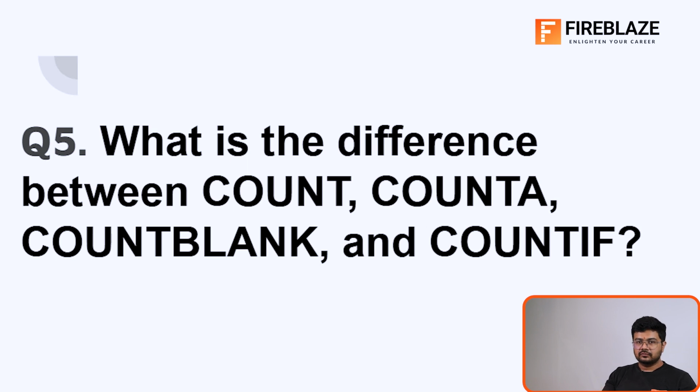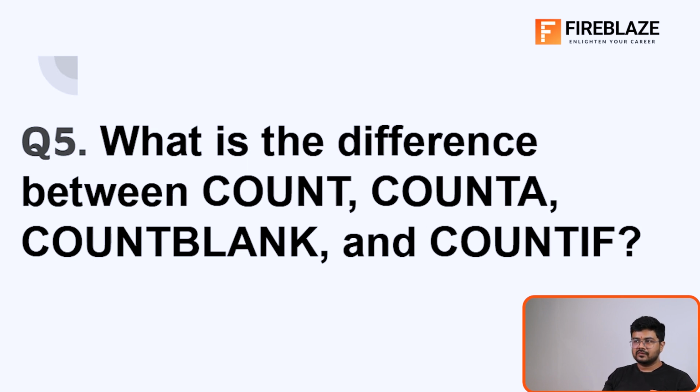Or a numerical value, COUNTA counts all the values in your table. Then comes COUNTBLANK. Count blanks, as the name suggests, counts all the blank values present in a column. And COUNTIF is a type of conditional aggregation. It aggregates a count based on some kind of condition.